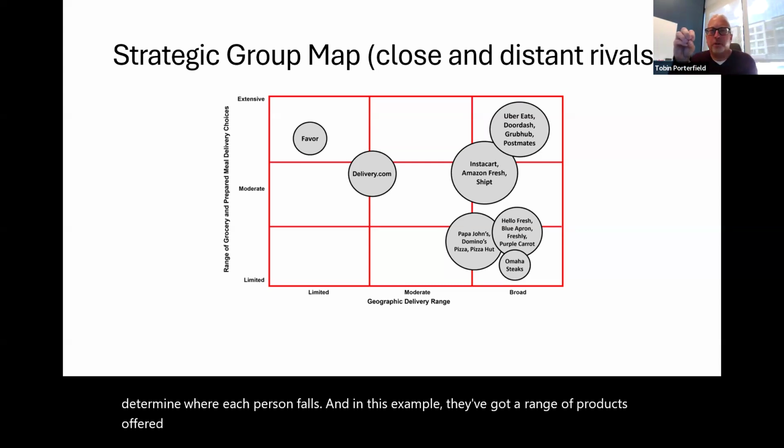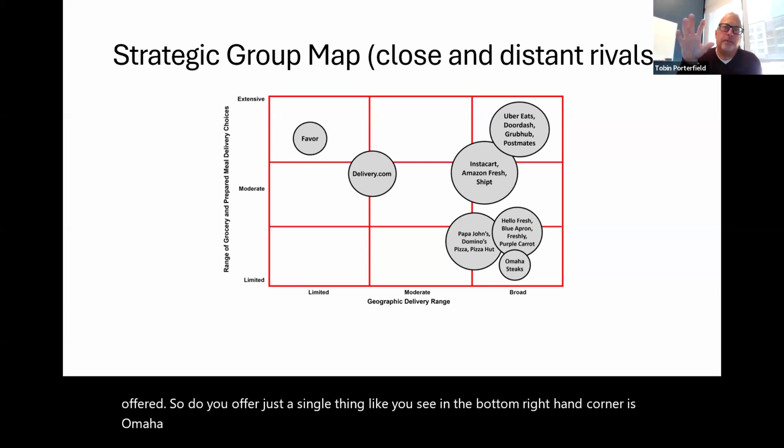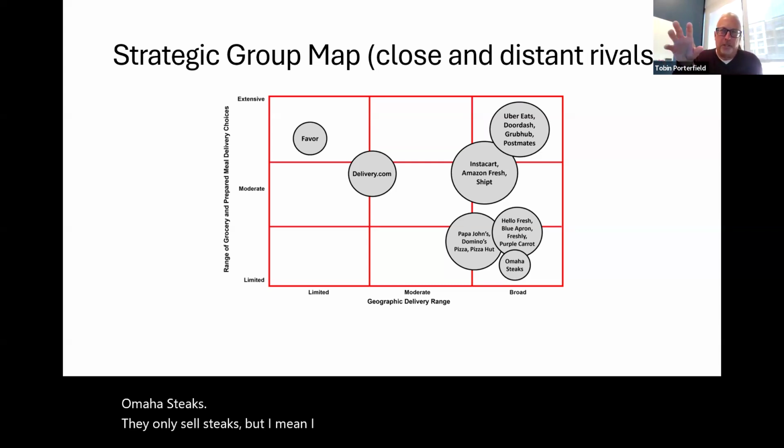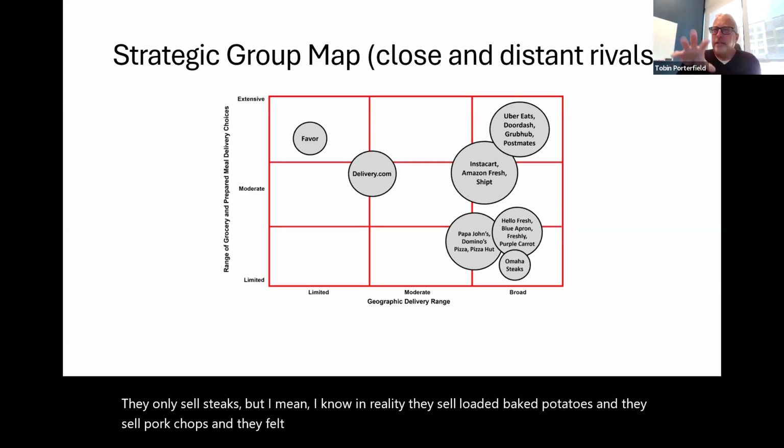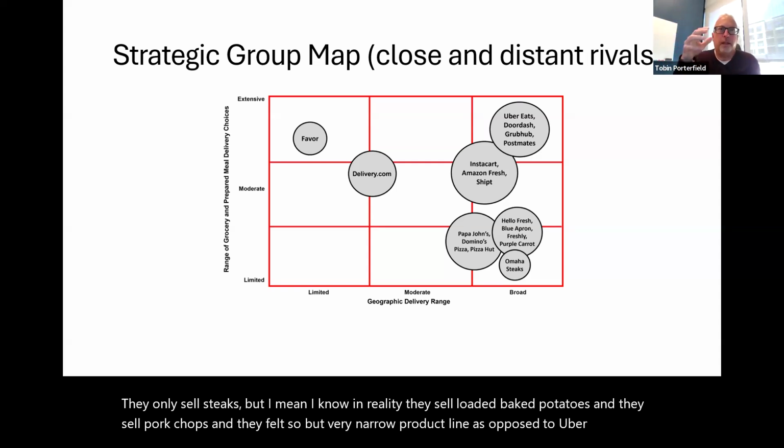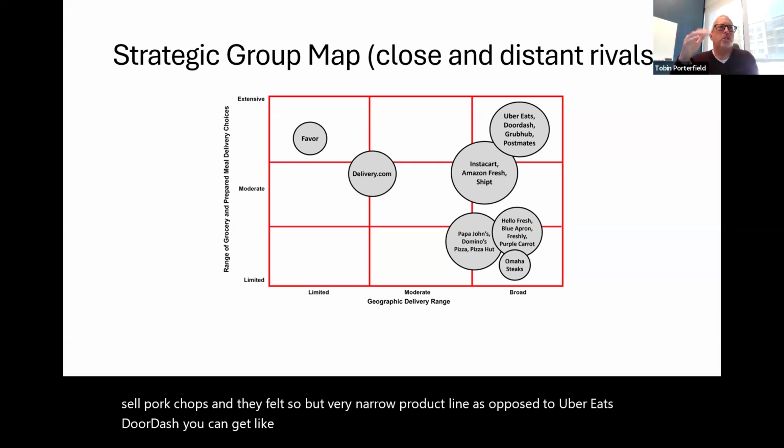So do you offer just a single thing, like you see in the bottom right-hand corner, Omaha Steaks? They only sell steaks, but I mean, I know in reality they sell loaded baked potatoes and pork chops. But it's a very narrow product line as opposed to Uber Eats and DoorDash, where you can get like anything, Instacart, Amazon Fresh. So each one provides a different range.